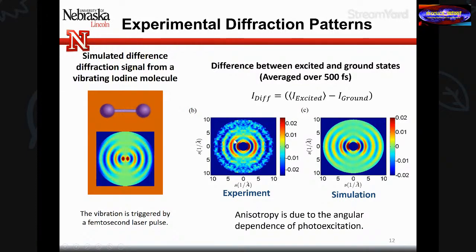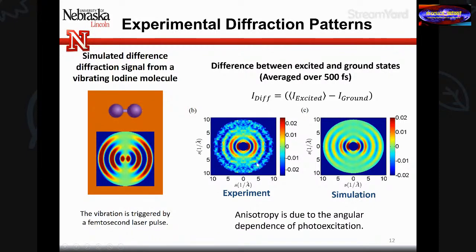And the reason is that the laser excitation has a higher probability when the laser polarization is aligned with the transition dipole moment of the molecule, which here happens to be along the axis of the molecule. So the molecules are randomly oriented, but the ones that happen to be in the direction of the laser polarization get preferentially excited.